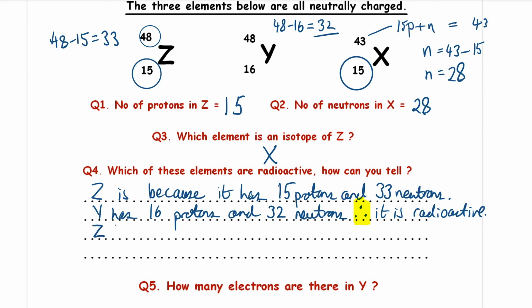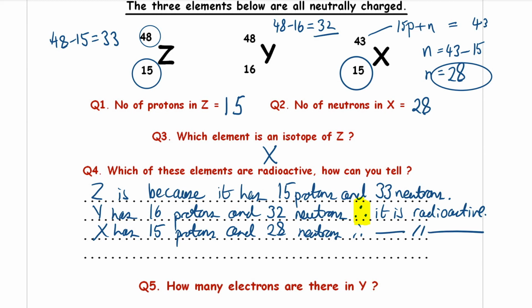I think we've done Z. X has 15 protons. We've already worked it out. 28 neutrons. Same again. Therefore, it is radioactive.